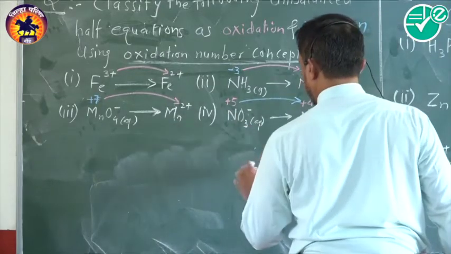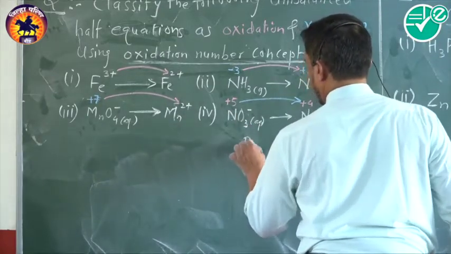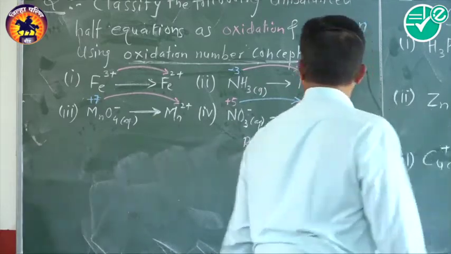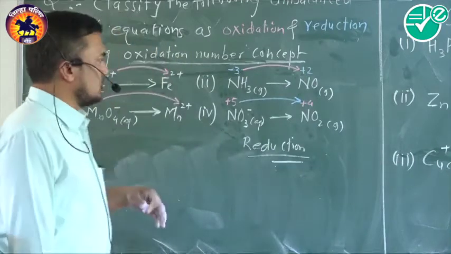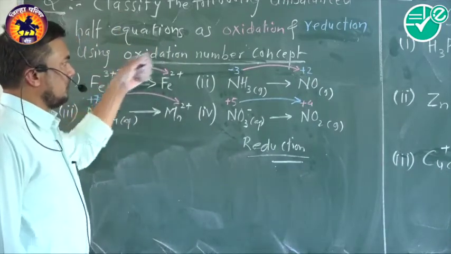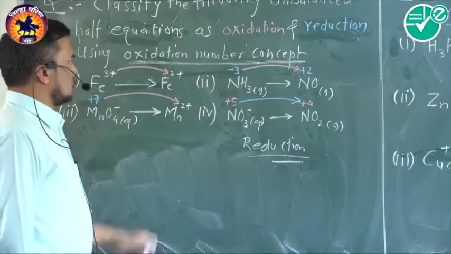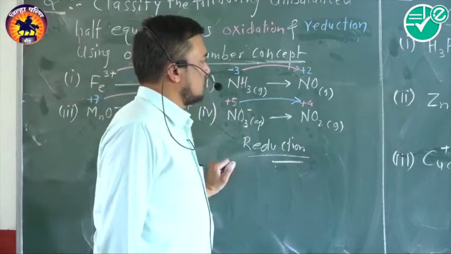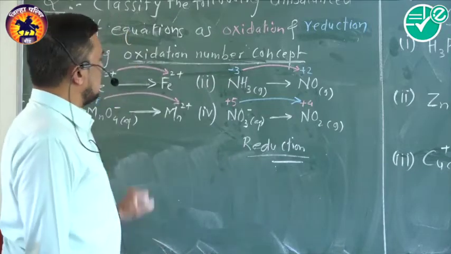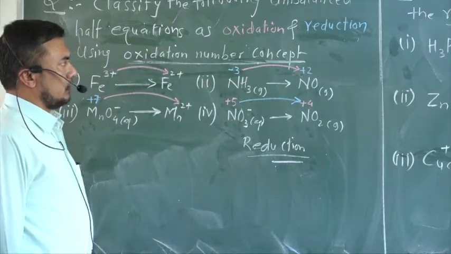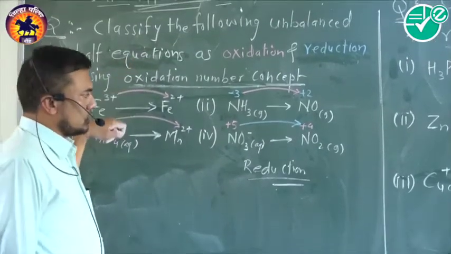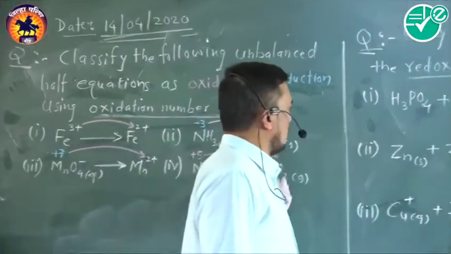Therefore, this process is also called the reduction process. In this case, we can have different examples and exercises to classify it in terms of oxidation and reduction with the help of the oxidation number concept. Therefore, we can easily identify and balance the unbalanced equation.